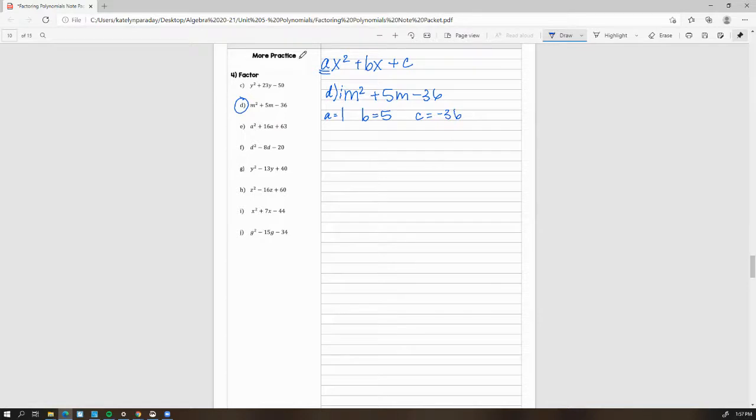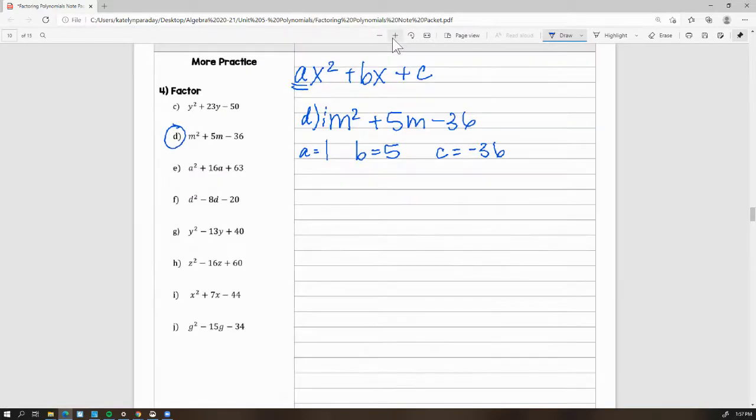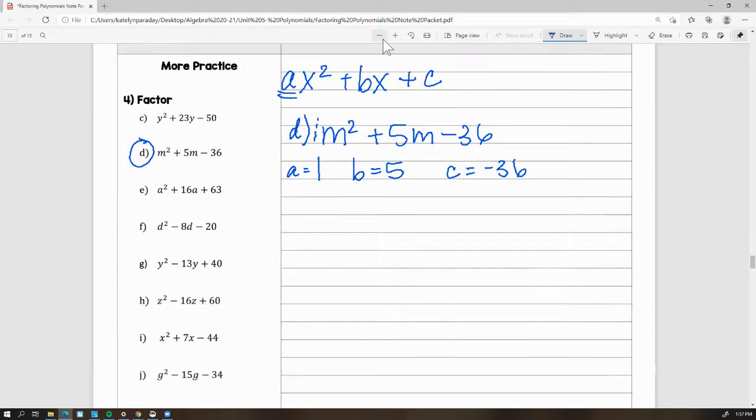Let me zoom in here. Hopefully this is recording. Okay, whoop, too much.